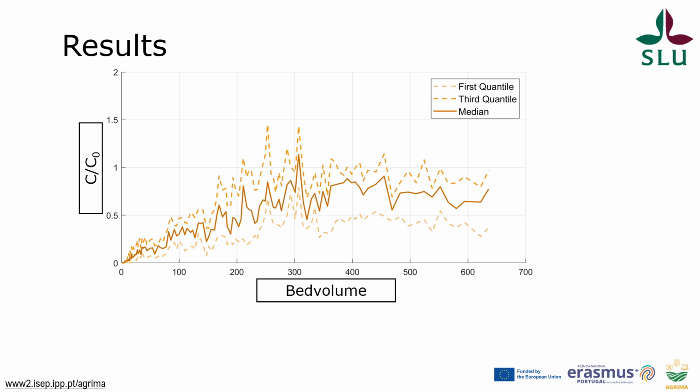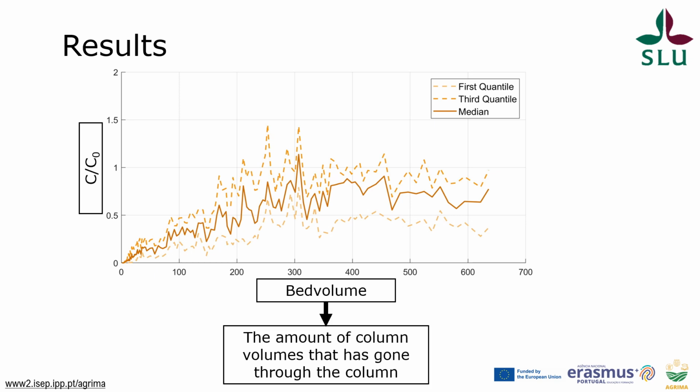To explain this graph a little bit more, on the x-axis we see now bed volume, and bed volume is sort of a measurement for the time. It basically says the amount of column volumes that has gone through the column. So this is basically a way to sort of normalize this type of data. So in case we had very big columns of, let's say, 1,000 liters, then we could say, after 200 bed volumes, which would be 200 times 1,000 liters, so 200,000 liters, we have about 50% breakthrough.